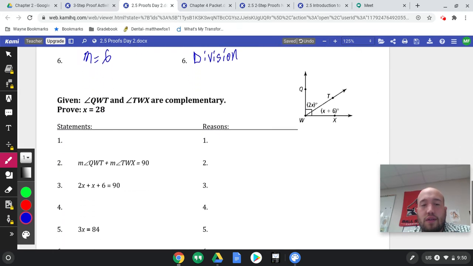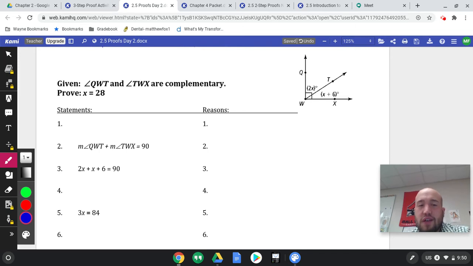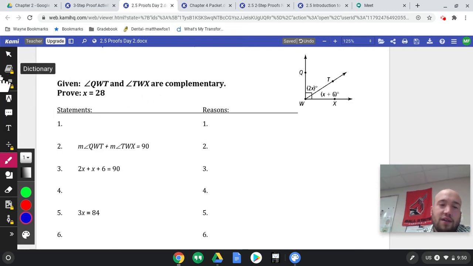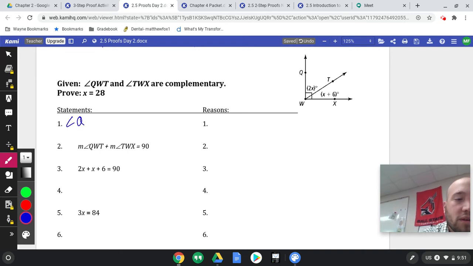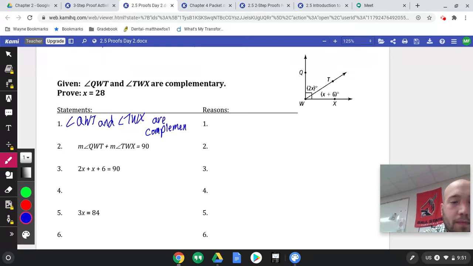All right. One more proof of this type, and then I've got one other type of proof I want to look at today. So once again, this first blank is open, but that's easy. It's right there. So angle QWT and angle TWX are complementary. And our reason, remember, it is given.